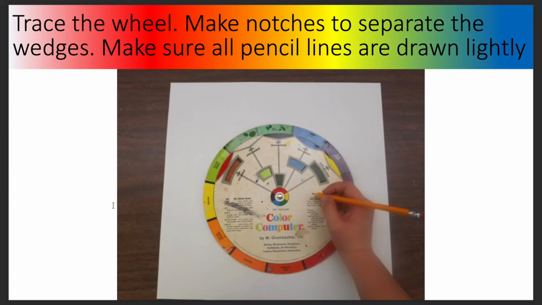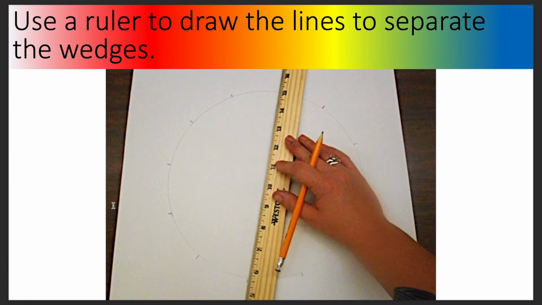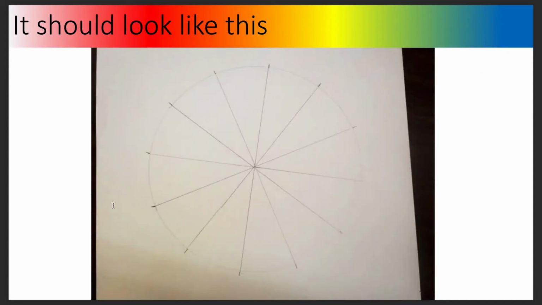First, you'll go ahead and trace the wheel, making notches to separate the wedges. Make sure all pencil lines are drawn nice and light. Use a ruler to draw the lines to separate the wedges. So in the end, it should look something like this.